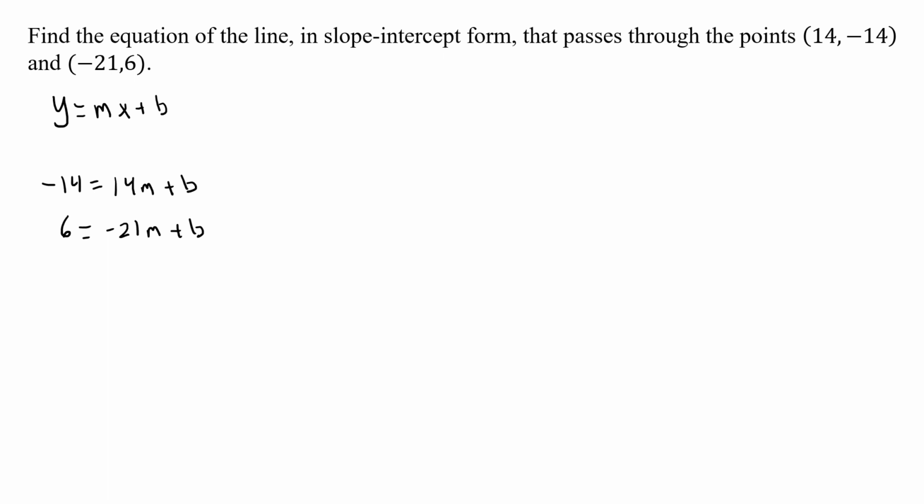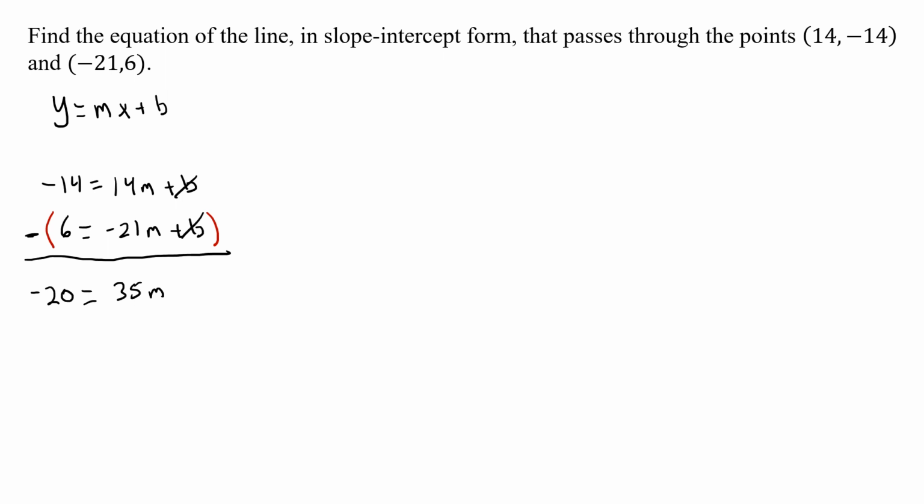Now this is a system because the slope and the intercept, m and b, have to be the same in both equations. So to solve this, we can use elimination since the b values are the same. So we will subtract the equations from each other to eliminate the b. So here we go. Negative 14 minus 6 is negative 20. That should equal 14 minus negative 21, which is really 14 plus 21. And so using our calculators, 14 plus 21 is 35. So that's 35m. And b minus b cancels.